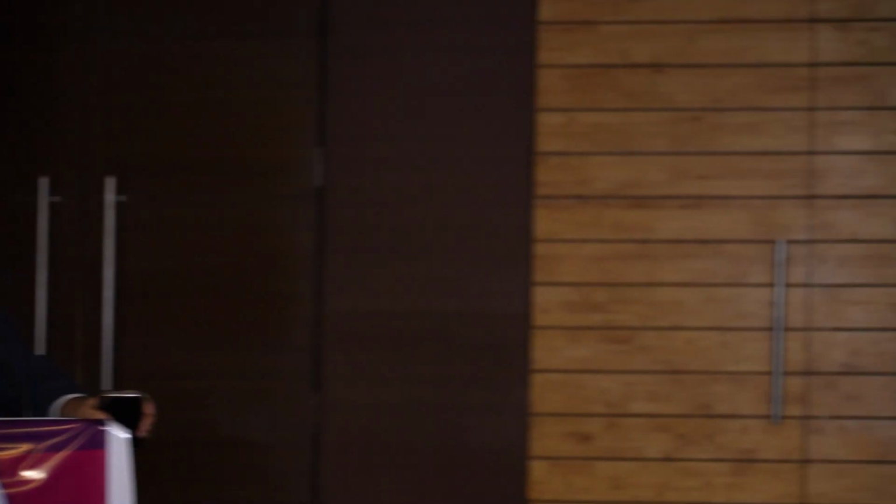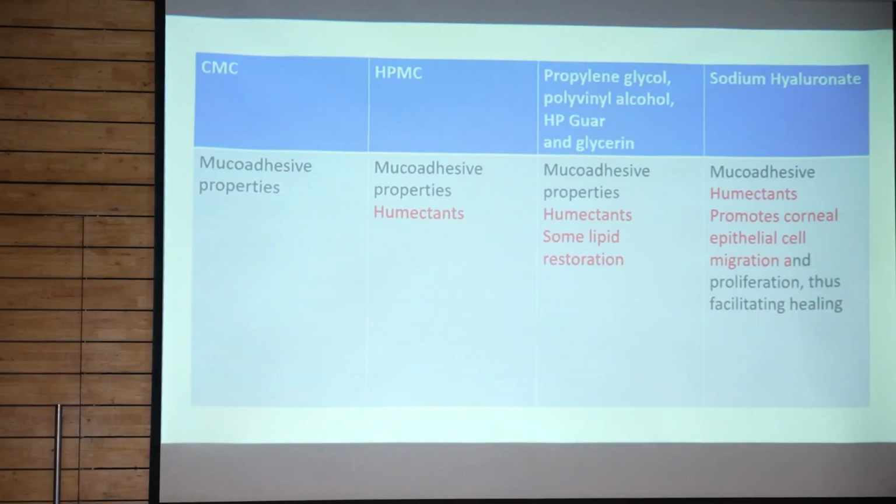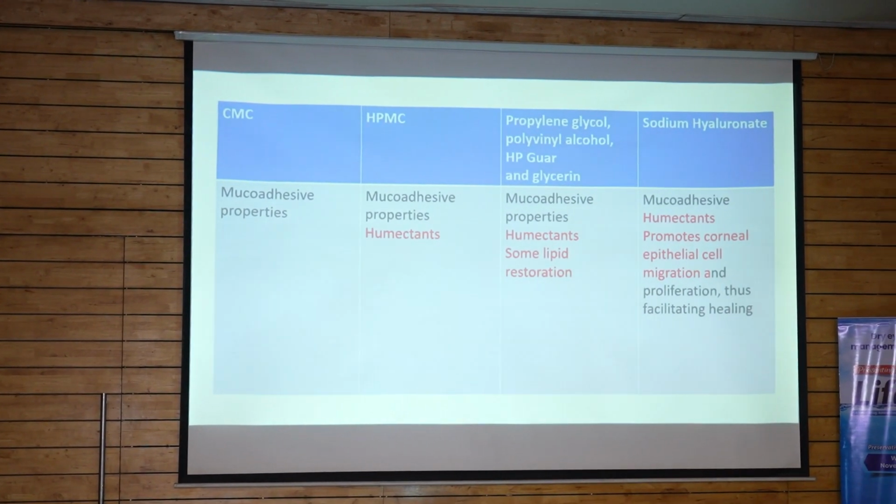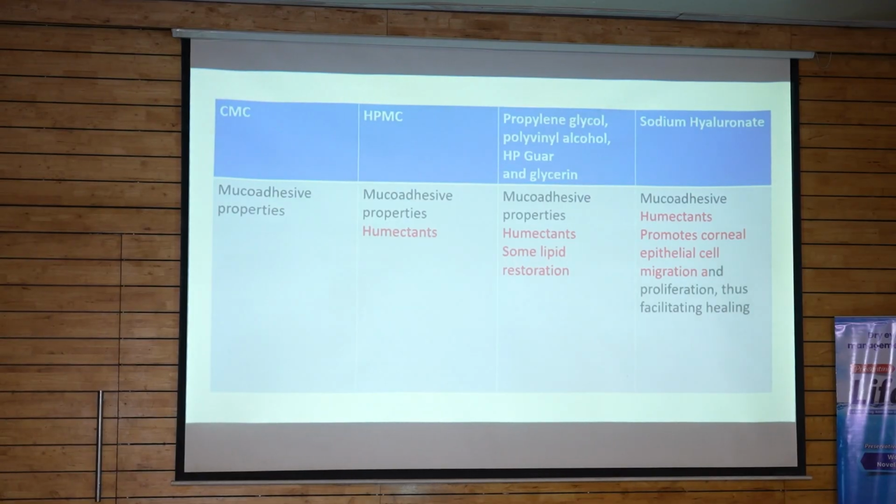So CMC primarily has demulcent properties. It can arrest on the surface. If you go for HPMC, hydroxypropyl methylcellulose, it has demulcent plus some humectant property. Then move on to the third generation, which is polyethylene glycol or polyvinyl alcohol or PEG or glycerin. They all have demulcent and humectant properties plus some extra properties like lipid discharge. Last is sodium hyaluronate.